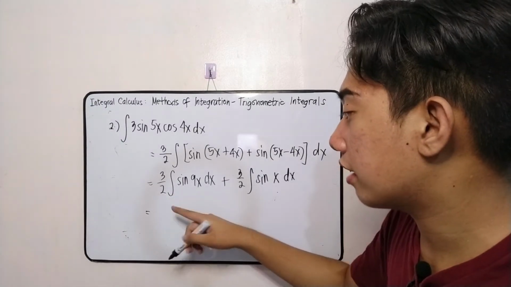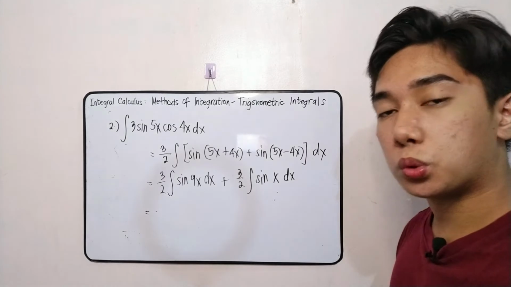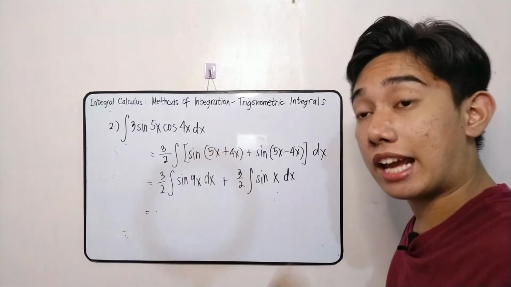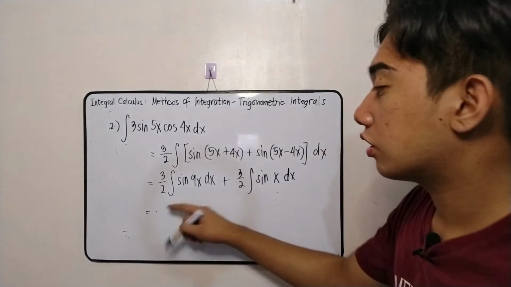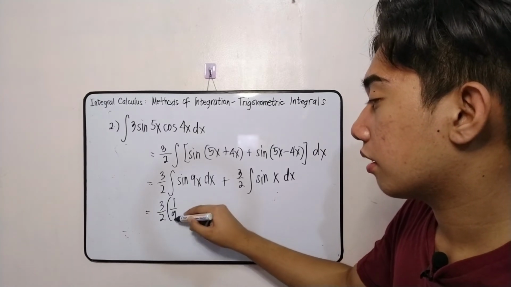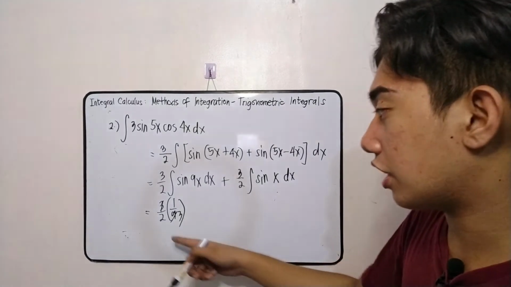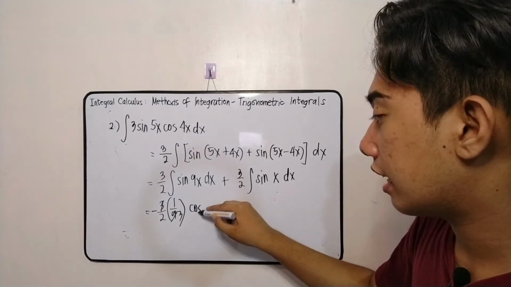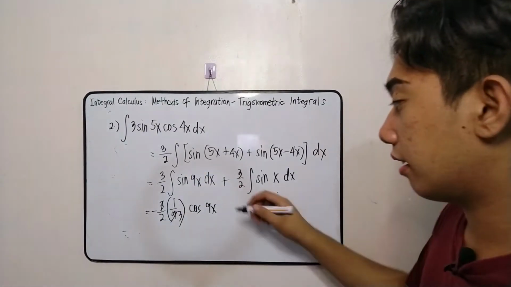So, to get this one, this becomes let u is equal to 9x, then du is equal to 9 dx. Since dx lang nandito, we need to divide both sides by 9 so that it will become 1/9 du. Then, you multiply 1/9 here. So, 3/2 times 1/9 will cancel this one. This becomes 3. So, therefore, 1/6 na lang po. Sige, lagyan na lang natin dyan yung operation. Then, I will put negative sign and put cosine 9x because the integration of sine is negative cosine.